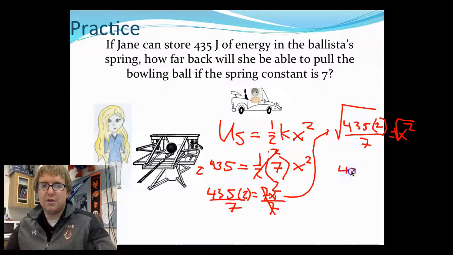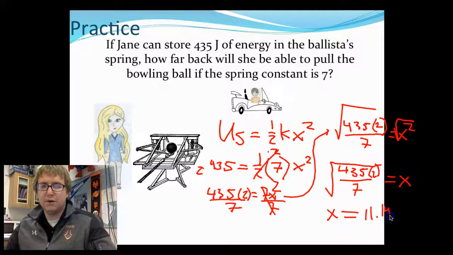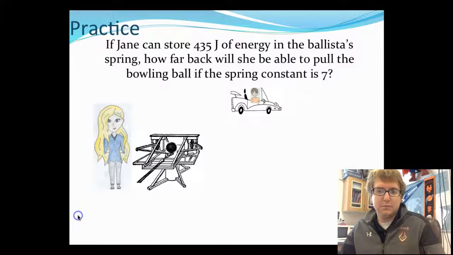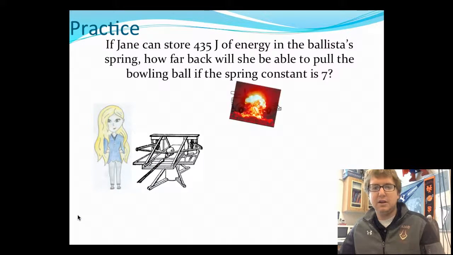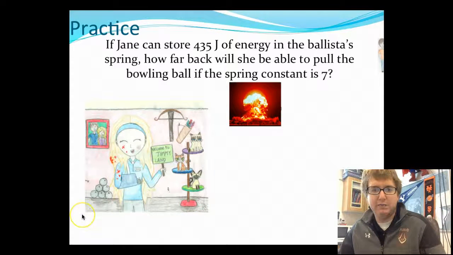We get 435 times 2 divided by 7. All of that square rooted equals x. And x we find out to be 11.14 meters. In other words, Jane's ballista, or her little bowling ball, should be able to be pulled back 11.14 meters. As we see, she launches, she gets Jimmy, and he gets blown away.